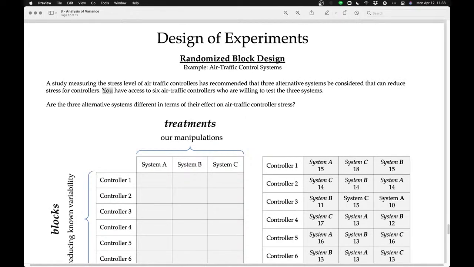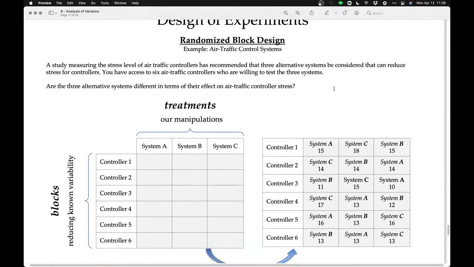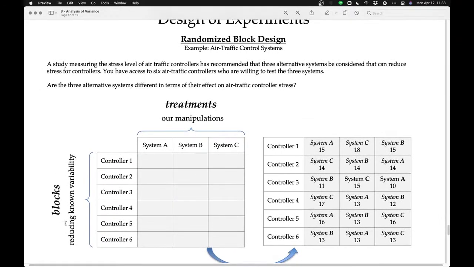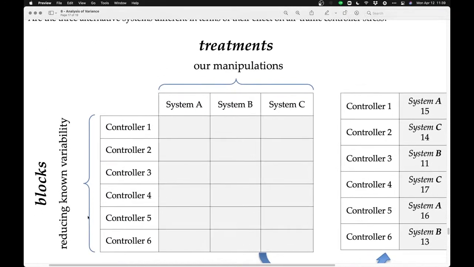Now, we cannot do this experiment on hundreds or thousands of air traffic controllers because, first of all, we don't want to take that much risk, okay? So unfortunately you only have access to 6 air traffic controllers who are willing to test the 3 systems that you have. They will come in, and on 3 separate days, they will try out each of the 3 systems, okay? So it will look something like this.